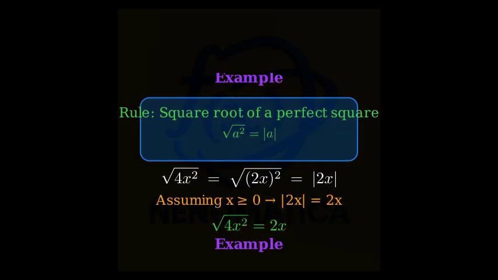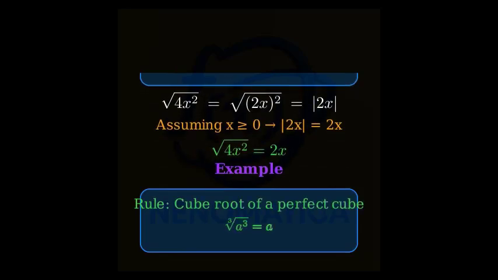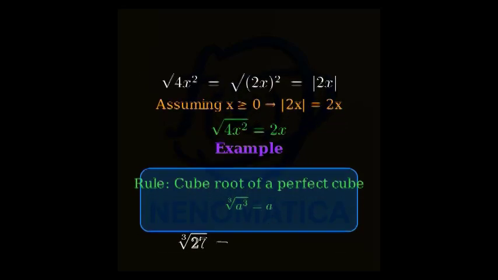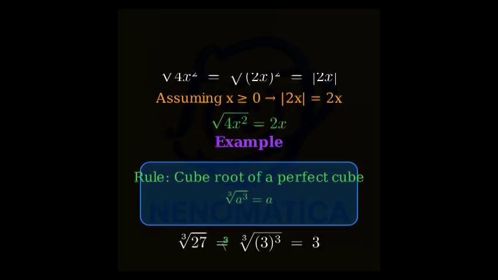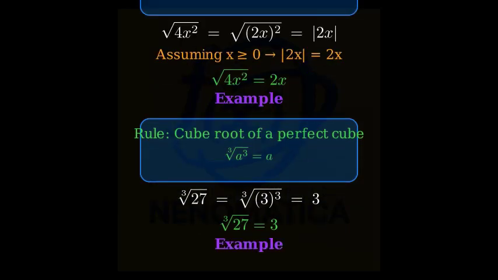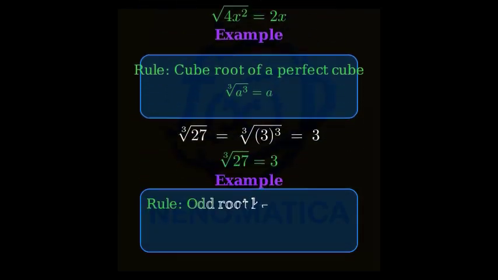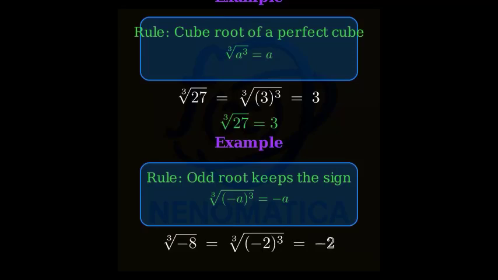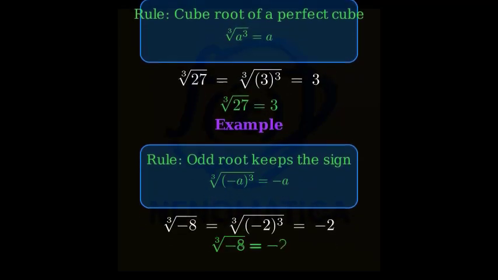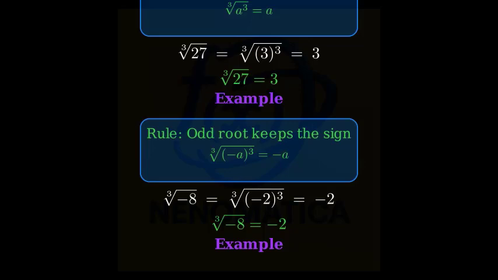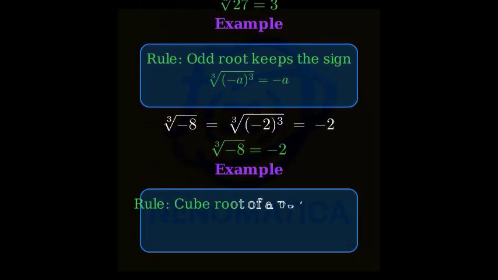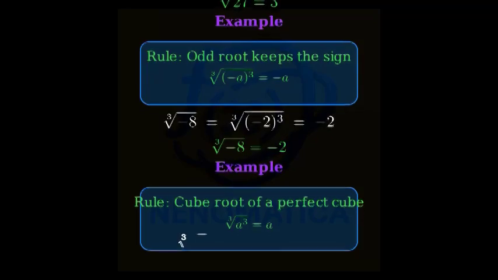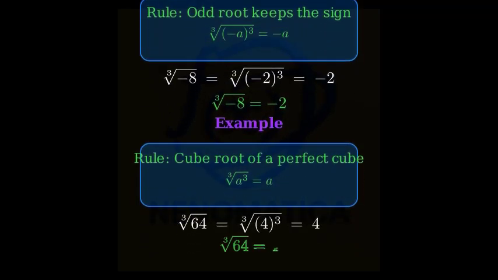Simplify the cube root of 27. For odd roots, the sign is preserved, and the cube root of a perfect cube equals its base. Rewrite 27 as 3 cubed. Take the cube root to get 3. Simplify the cube root of -8. Again, for odd roots, the sign passes through. The cube root of -a cubed is -a. Recognize -8 as -2 cubed. Therefore, the cube root is -2. Simplify the cube root of 64. Use the perfect cube idea one more time. 64 is 4 cubed. Hence, the cube root is 4.